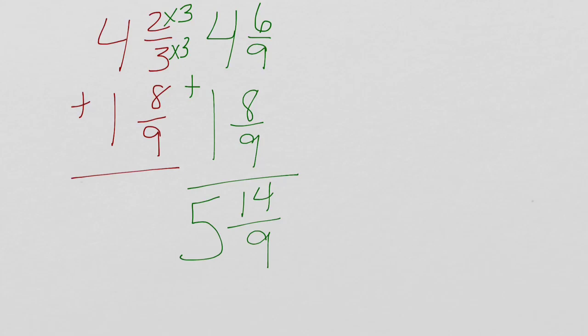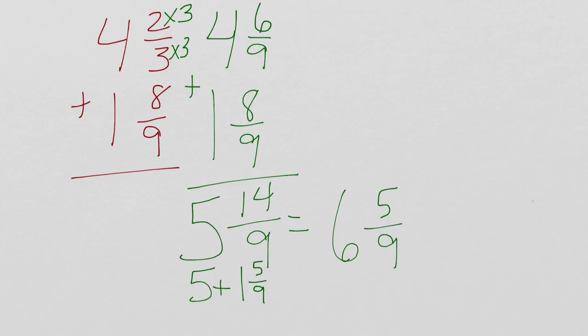And now let's rename. So I know 14/9 is really 1 5/9. So when I add that 1 to the 5 I already had, 6 5/9.